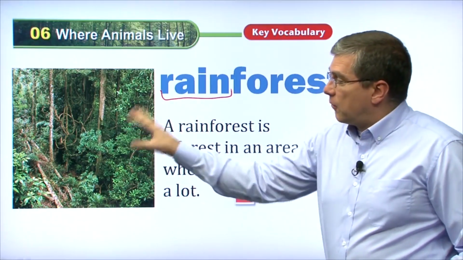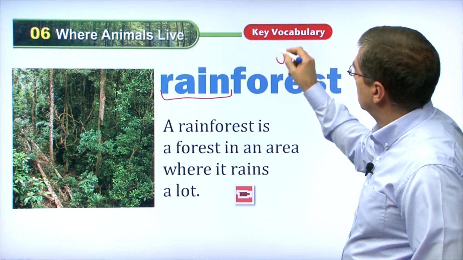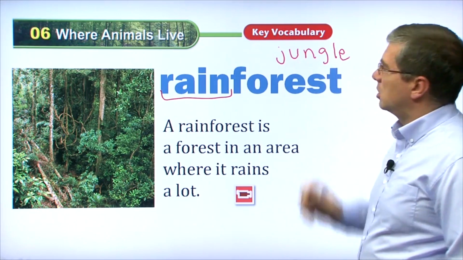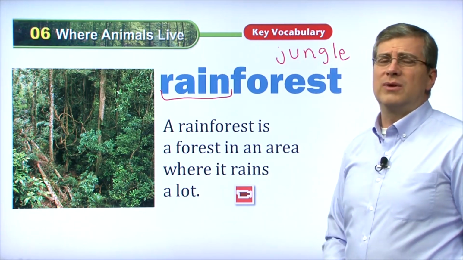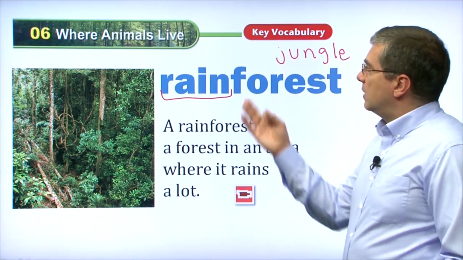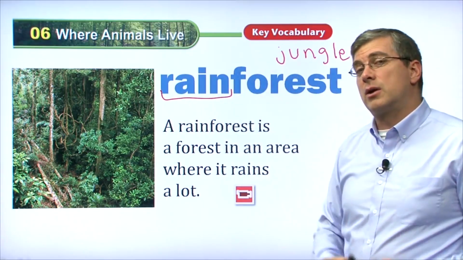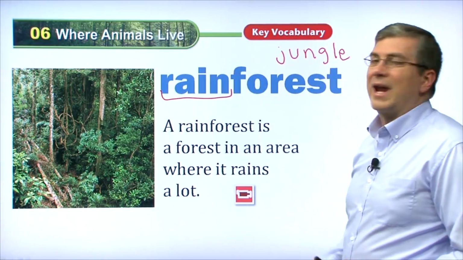So this type of forest, people can also say it's a jungle, right? Jungle. Especially if the jungle is in a hot, humid area. That's a jungle. We find jungles in South America and Africa. If it's further north, but it still rains a lot, we can still call it a rainforest. Maybe not so much a jungle because a jungle is really hot, but it's a rainforest.